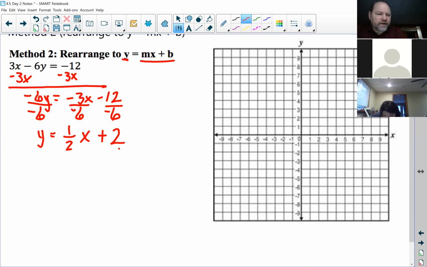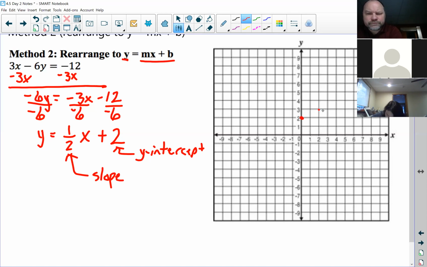From here, I can graph my y-intercept. And my slope. So either up 1, right 2, or down 1, left 2. Either way works.